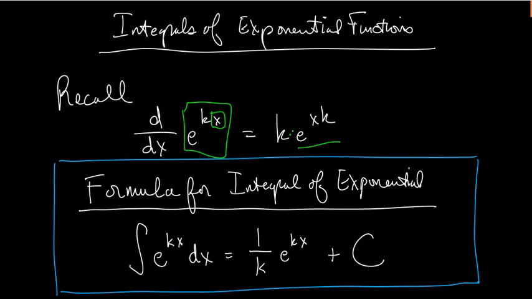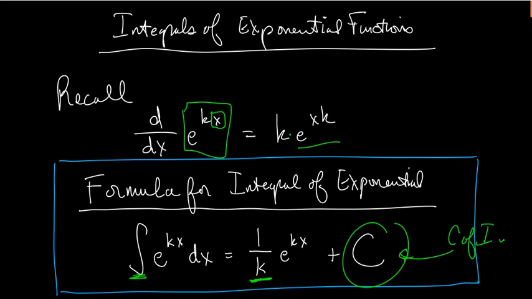Now let's say we want to go backwards. We want to integrate this function. So if we integrate e to the kx, what we're going to get is 1 over k times e to the kx. In other words, it's itself times 1 over k. And then, of course, the constant of integration.